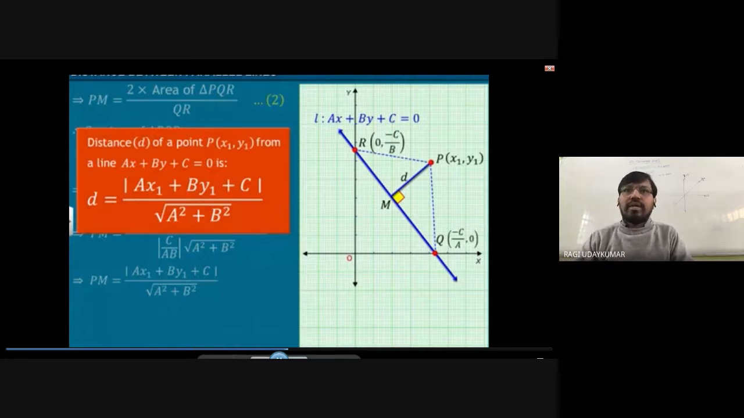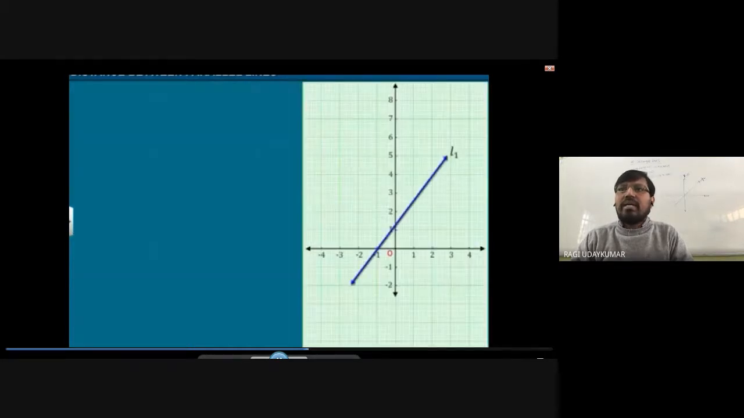So, distance of the point from the line. This is the distance of the particular point (x1, y1) from the line ax + by + c = 0. The distance d is equal to modulus of (ax1 + by1 + c) by under root of a square plus b square. Now let us go for the distance between the parallel lines.